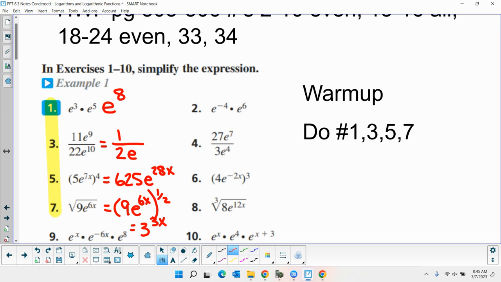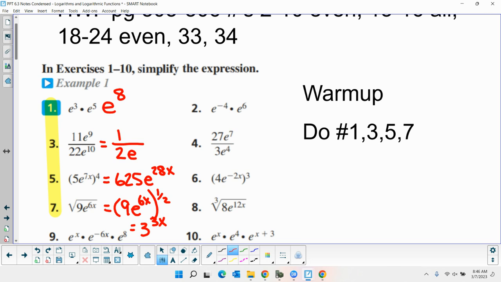Here we just added them. x plus x is 2x, 4 plus 3 is 7. Just adding the exponents. This one, since it's a cube root, instead of, here we did square root, 1/2, I would have done 1/3 there. So basically, the cube root of 8 is 2, and you're just dividing 12x by 3. e to the 4x is all you're doing. You could have done that here too. 6x, square root of 9 is 3, and the square root of 6x is just like dividing by 2. So 3x. I could have told you that yesterday, I guess.